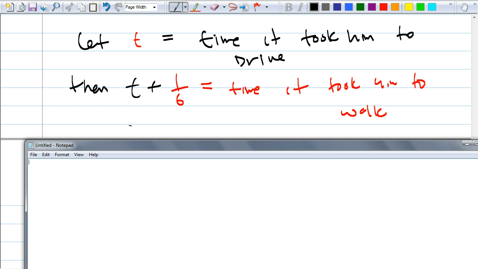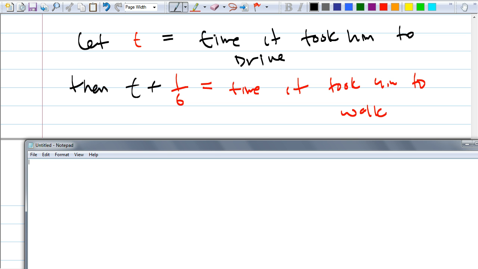Because the drive took 10 minutes less, which means the walking took 10 minutes more than how long it took him to drive, correct? You've got to do that carefully. Imagine if you put that as T minus 1/6, that would be wrong. Or T minus 10, that would be really wrong, because that would be 10 hours.